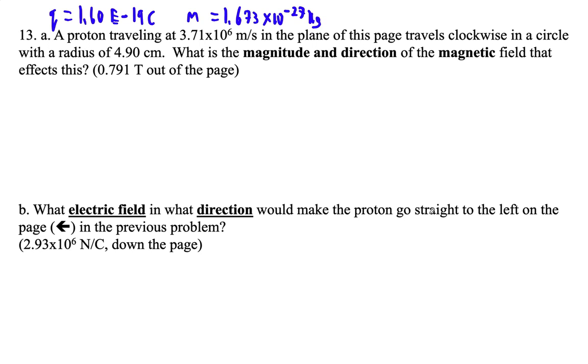Okay, and let's see. So it's traveling. Now let me give you a clue. Draw a picture of it going in this direction here. So it's just straight to the left. These problems always have two parts. There's this one, and then there's the one after, right? So let's draw a picture of this guy going to the left.